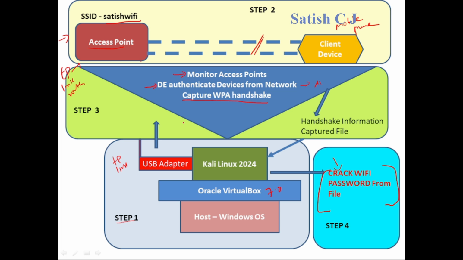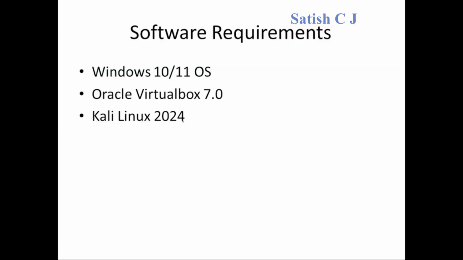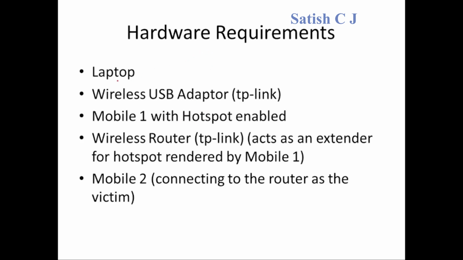Now let's go to step 1. Before going into step 1, the software requirements for this demonstration: I have Windows 10, Oracle VirtualBox 7 and Kali Linux 2024. The hardware requirements: of course, you need a system, and then you need this wireless USB adapter. I'm using this TP-Link adapter with Kali Linux, and this adapter will be put in monitor mode to monitor our Wi-Fi traffic.